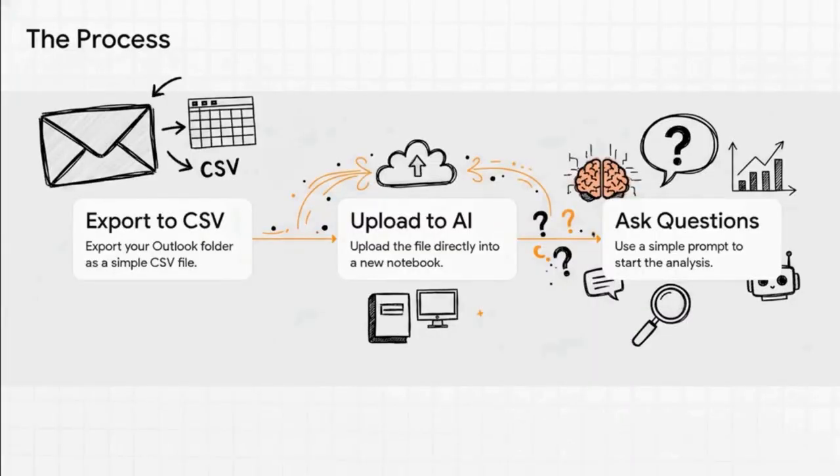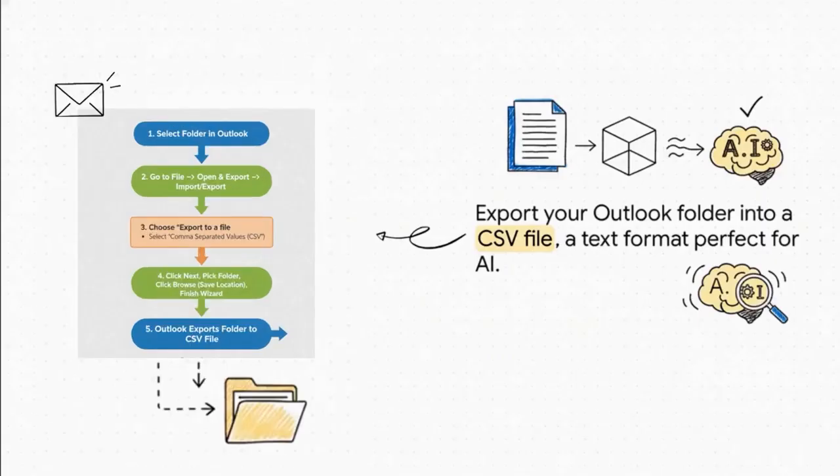That's it. The entire thing really just boils down to these 3 simple actions: export, upload, and ask. It's a surprisingly straightforward workflow that opens up a whole new world of insights that were just sitting there, hidden in your emails. First things first, the export.